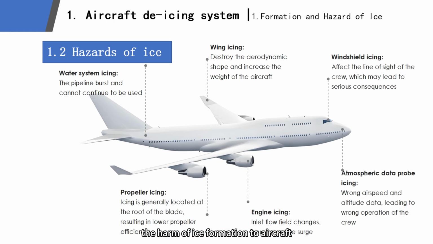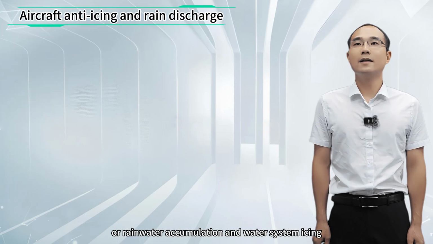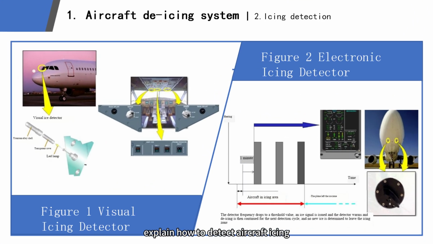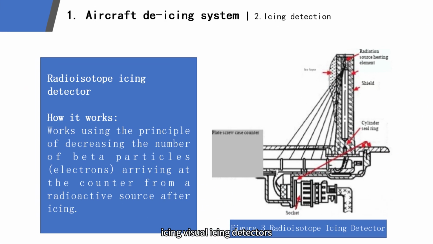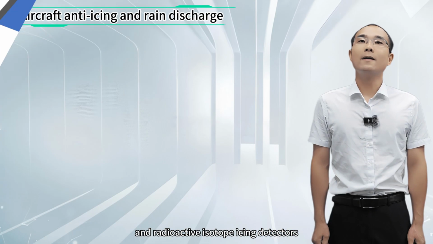The harm of ice formation to aircraft. Explain the impact on the aircraft from the aspects of wing icing, engine icing, propeller icing, atmospheric data probe icing, windshield icing, or rainwater accumulation and water system icing. Explain how to detect aircraft icing. Explain the commonly used methods of detecting aircraft icing: visual icing detectors, electronic icing detectors, and radioactive isotope icing detectors.